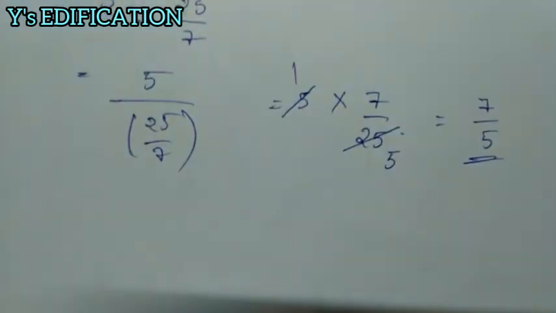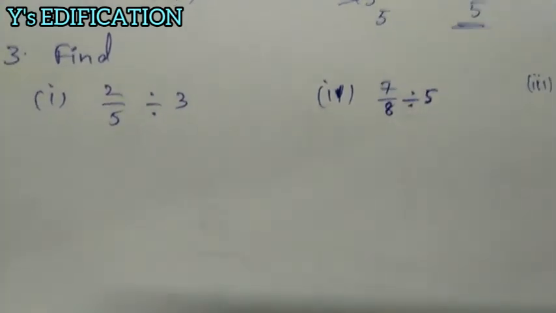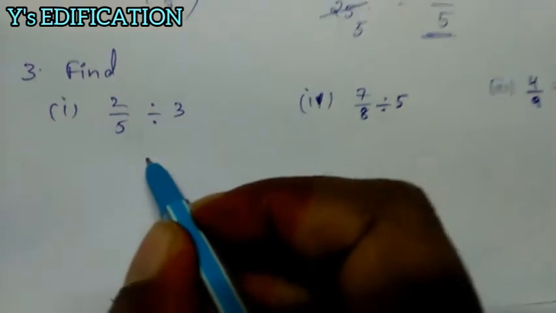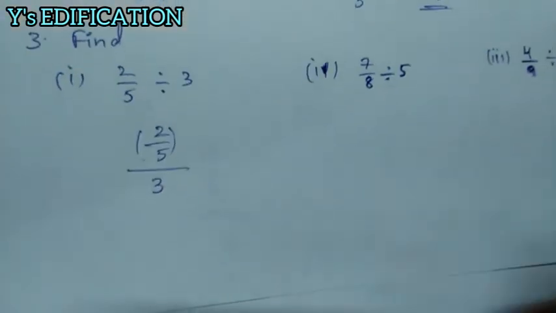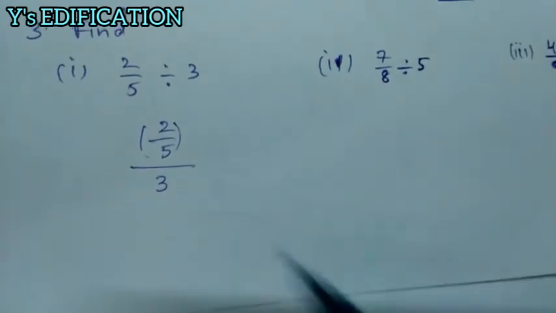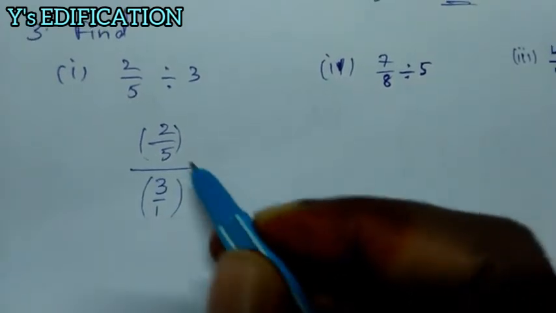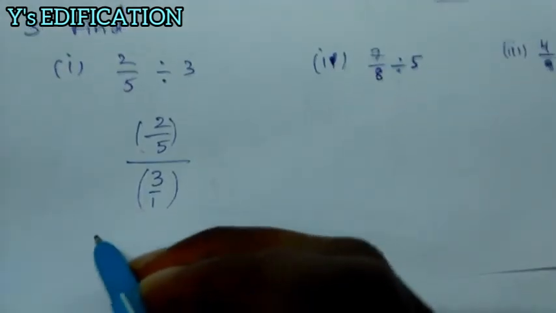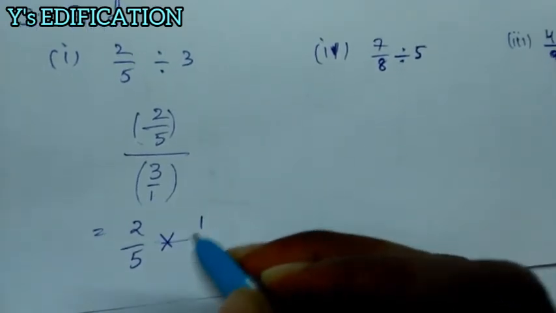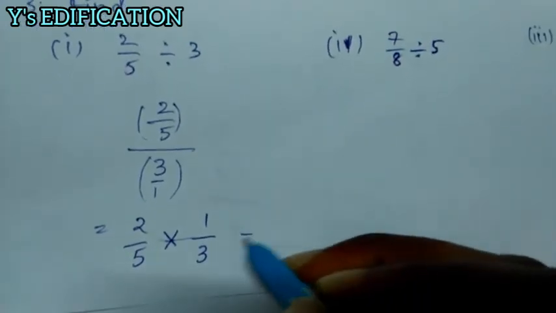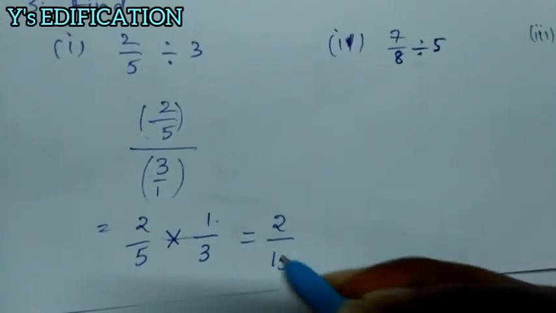Okay. Next one. Find 2 by 5 divided by 3. Okay. So how do we have to write this? 2 by 5 by 3. Here we have only 3 in the denominator. So what will we take? We will take 3 by 1. Now I will convert this into a multiplication. That means 2 by 5 into, this will become 1 by 3. So what is the answer? 2 into 1 is 2. 5 into 3 is 15.